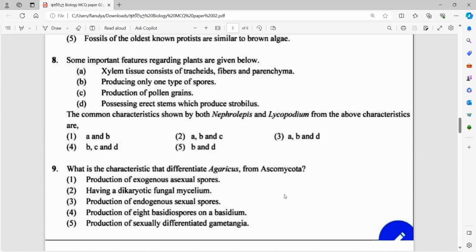Right? So they are terrestrial. They are the major decomposers, and some are symbionts. Then filamentous with septate hyphae, and they are dikaryotic. Right? Mycelium is the dominant stage of the life cycle. And they produce basidiocarps during their sexual reproduction. And they produce basidiospores on basidium, and they are exogenous, right?